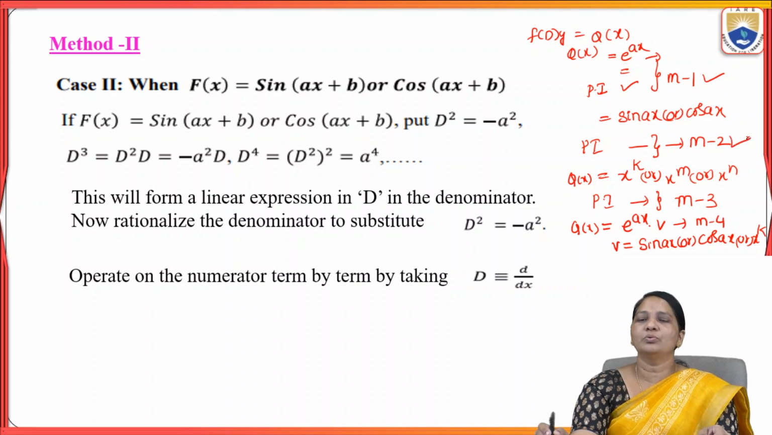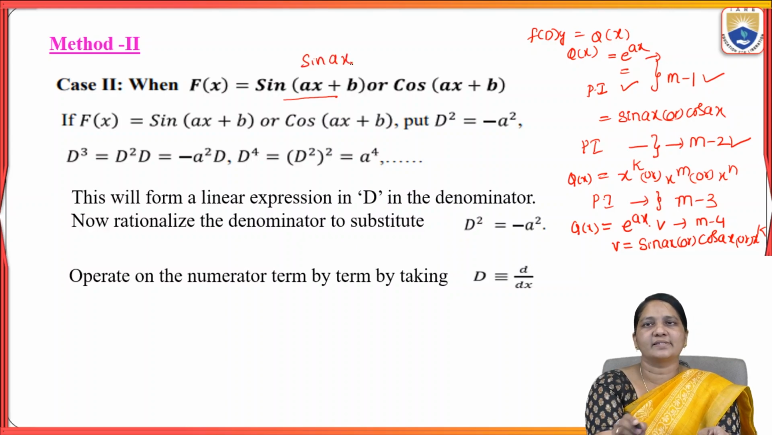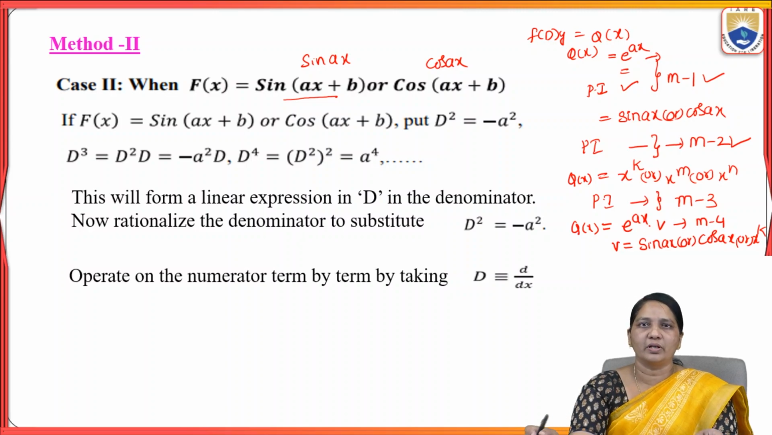What is method 2? In place of Q of x or f of x, we have sin ax, or cos ax, or sin ax plus cos ax. How to calculate the particular integral? The complementary function is as it is. There is no change in the procedure for the complementary function. Here we are changing the procedure and method for the particular integral based on the Q of x value or f of x value.